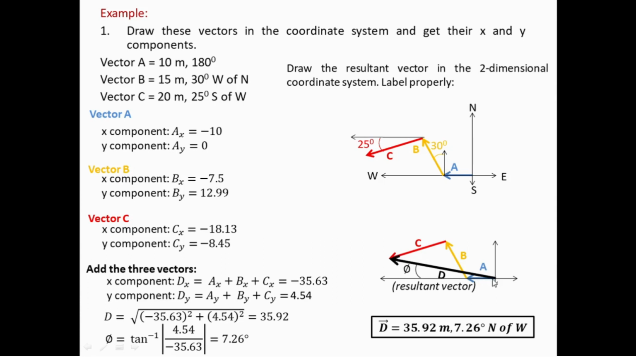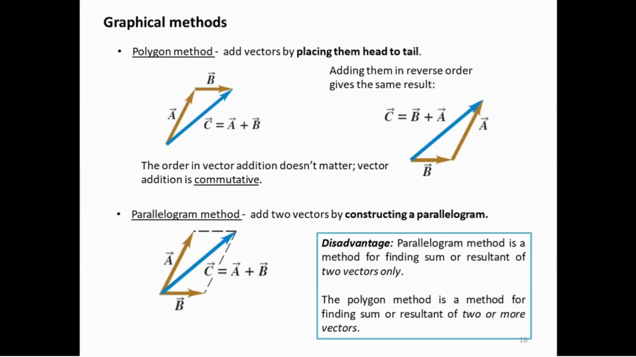Okay, so by the way, here you can notice that we get the magnitude and direction of this resultant vector by drawing each of these vectors A, B, and C in the tip-to-tail method. So this is another way of adding vectors. So this calculation, we call the analytical method. But other than the analytical method, we also have the graphical method, which I will be discussing next.